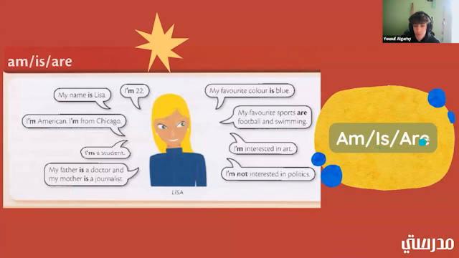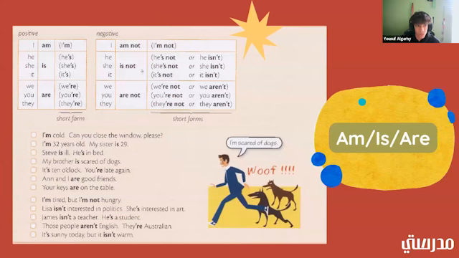There are different ways to use am, is, and are. There are positive ways, which means, for example, if you're saying yes, that would be a positive way. Like, yes, I am going to do this. That's positive. But negative would be if you're saying that you're not going to do something, or you don't have something, or you're just saying no in general.